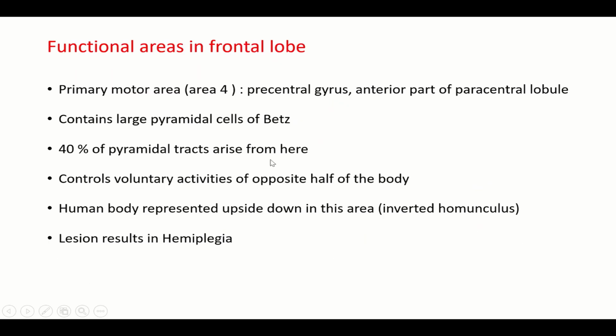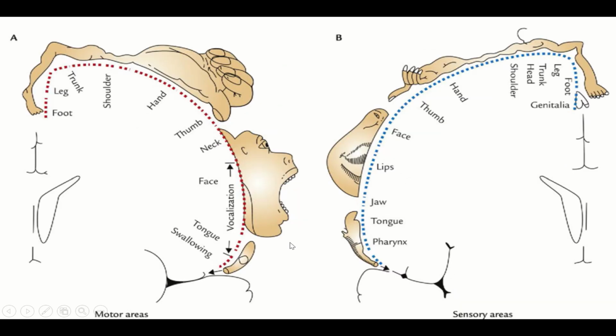It contains large pyramidal cells of Betz. 40% of the pyramidal tracts arise from here. It controls voluntary activities of the opposite half of the body. As we already know, the corticospinal tract crosses to the opposite side at the level of pyramidal decussation. That's why it controls voluntary activities of the opposite half of the body. The human body is represented upside down in this area as the inverted homunculus, and lesions in this area will result in hemiplegia.